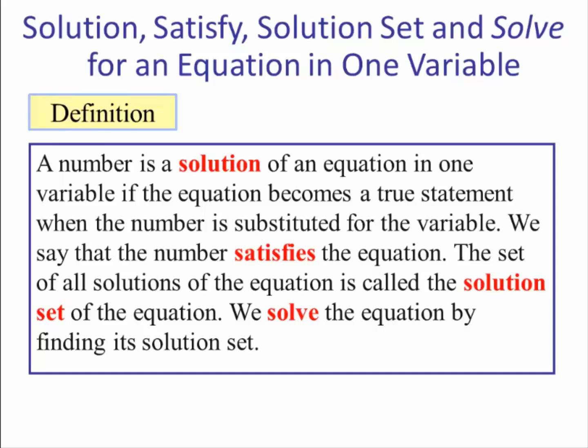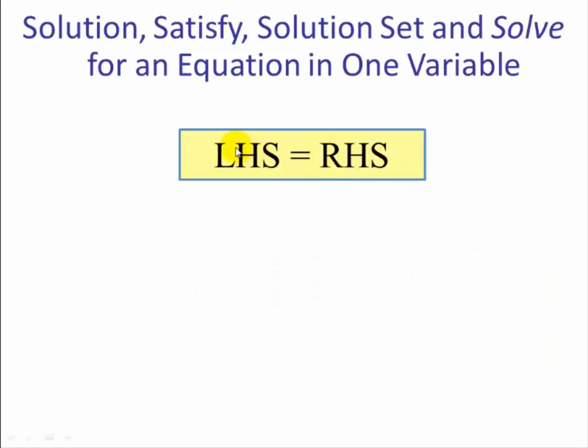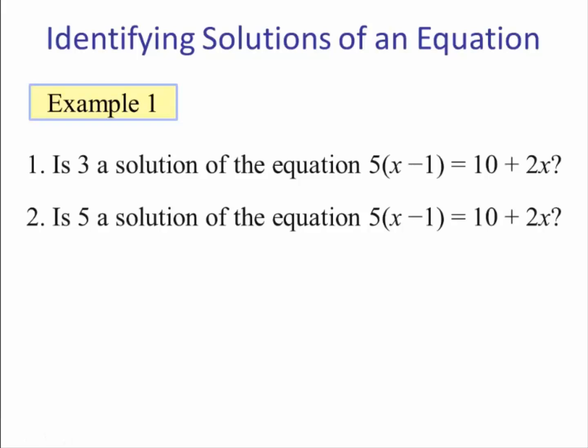So in other words, when the left-hand side and the right-hand side are equal, whatever number makes that true statement is a solution. Now when that happens, we say that that number satisfies the equation. The set of all solutions of the equation is called the solution set. We solve an equation by finding its solution set. So we just got to keep in mind we want the left hand side of the equal sign to equal the right hand side. Let's do an example.